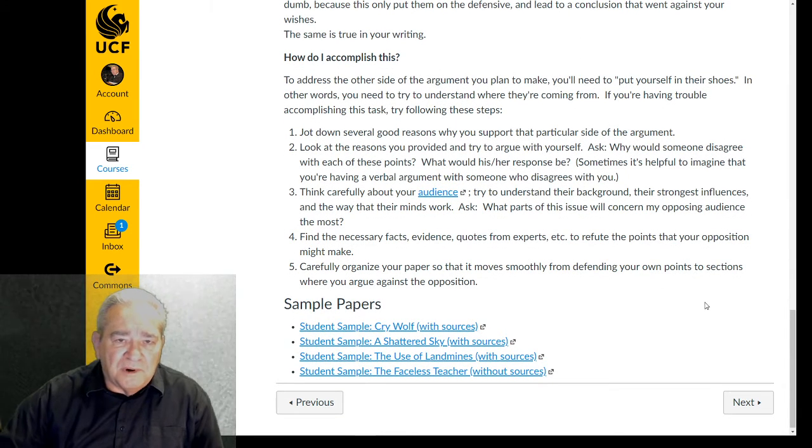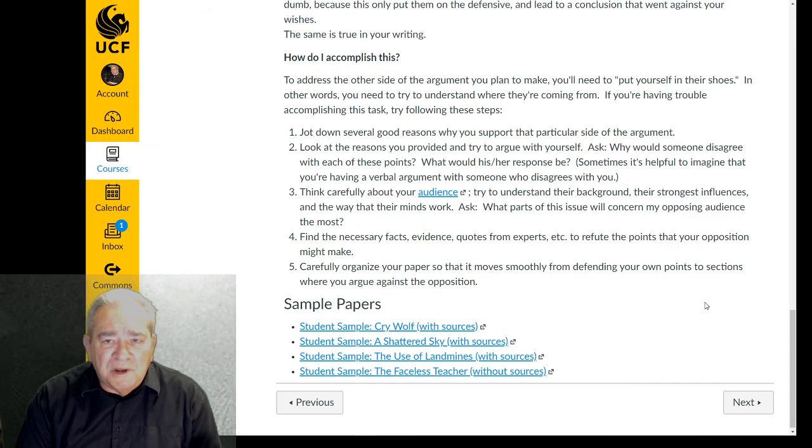And here's the important part. To address the other side of the argument you plan to make, you need to put yourself in their shoes. Jot down several good reasons why you support that particular side of the argument. Remember, it is true that your culture, your values, and your beliefs may influence how you think, and that's true. But by themselves, they're not going to influence the argument to change people.